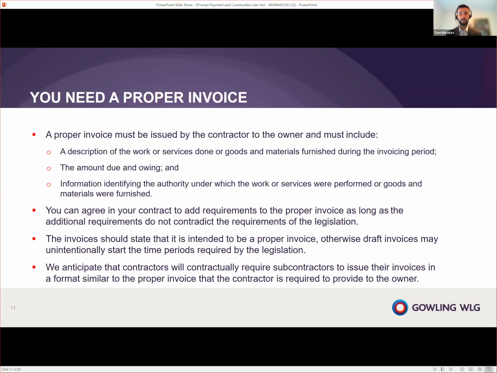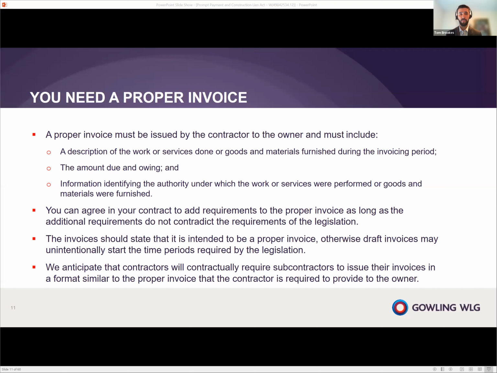Now, importantly, a proper invoice should state that it is intended to be a proper invoice. If it doesn't, then it doesn't count. So what this opens the window to is draft invoices, which are invoices that do not state that they are proper invoices. And these can be sent to the owner in order to discuss the contents of the invoice without inadvertently triggering the prompt payment timelines.